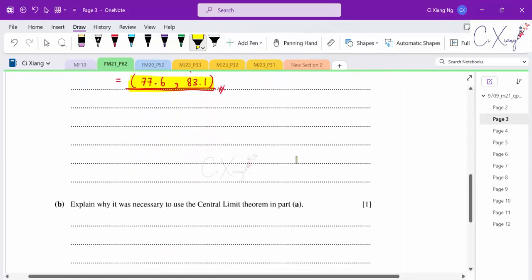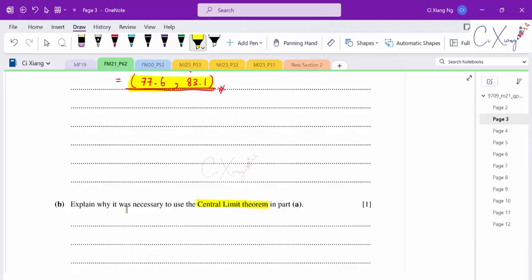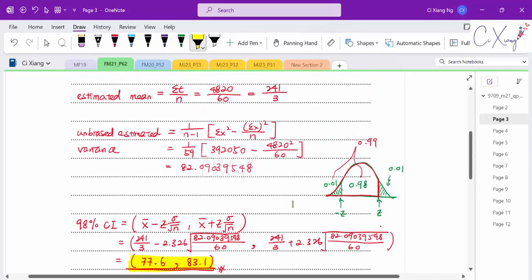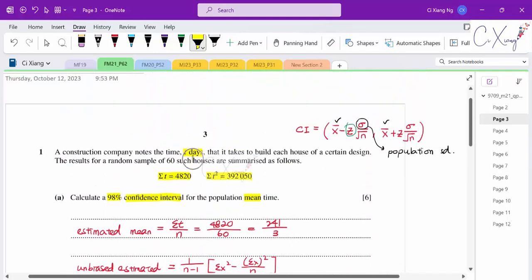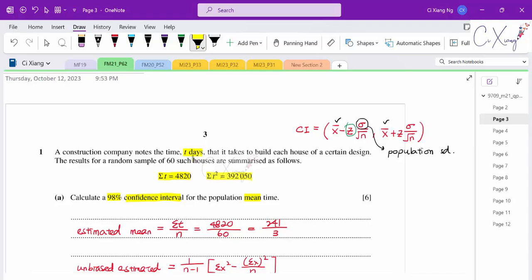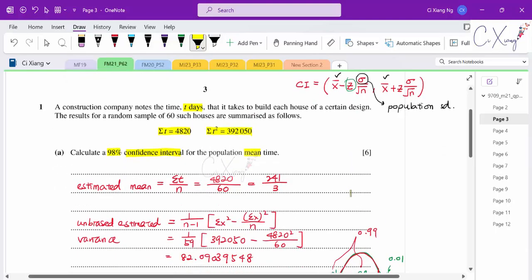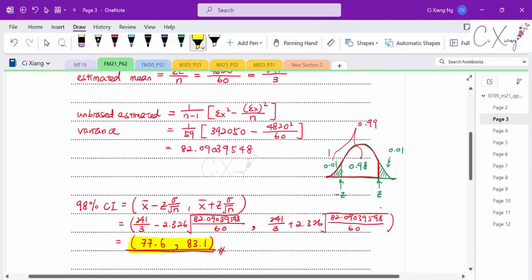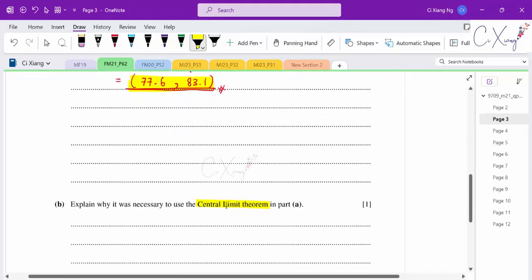Alright, then let's continue to part number 2. Part B, they want us to explain why it is necessary to use the central limit theorem in part A. If you have a look at this particular question, basically they didn't mention the distribution of the population. They didn't tell us that the population is normally distributed. So you won't see any keyword about normal distribution. Therefore, since the population distribution is unknown, we have to apply the central limit theorem.